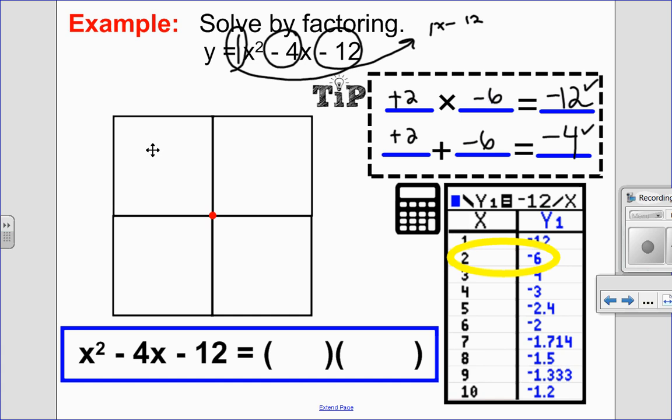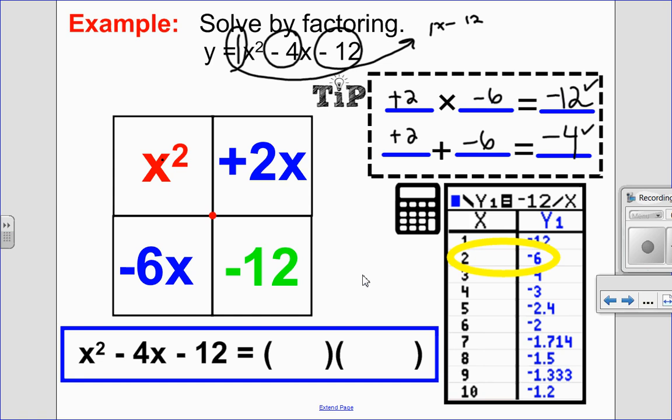So to factor, I use my grid method. So I put my first number here, which is x squared. I put my last number here, which is negative 12. And then I take my two middle terms and put them in any order. I usually just go with the first one here, and then the second one over here. And then, just like completing the square, I factor out by GCF.